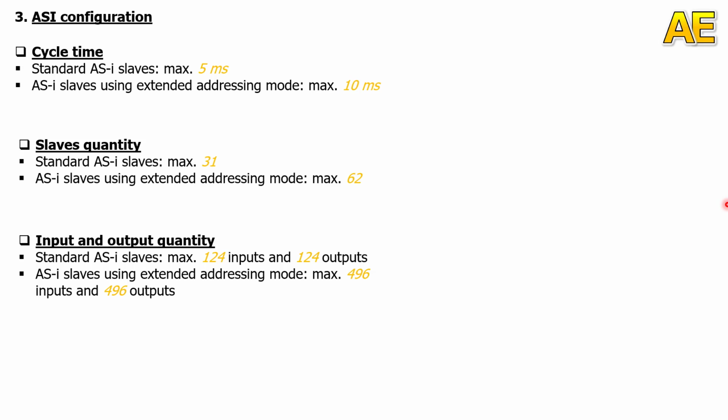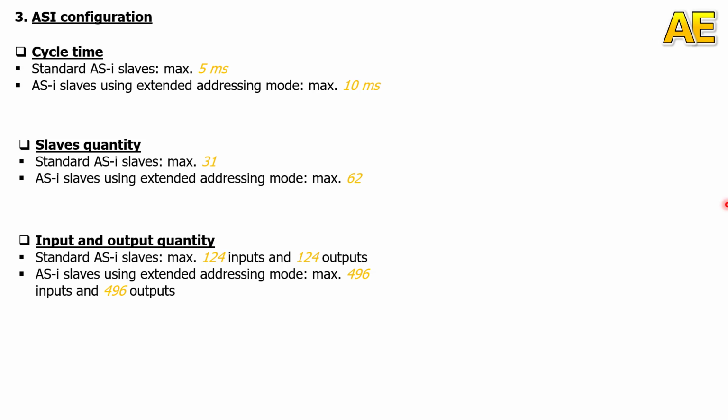Each standard AS-i slave can receive 4 bits of data and send 4 bits of data. Special modules allow each of these bits to be used for a binary actuator or a binary sensor. This means an AS-i cable with the standard AS-i slaves can have a maximum of 248 binary elements, including 124 inputs and 124 outputs.